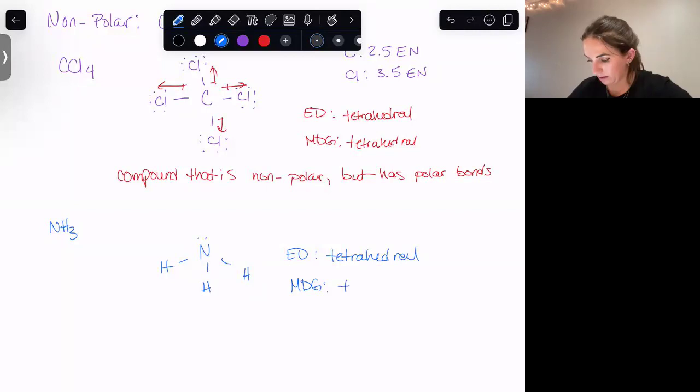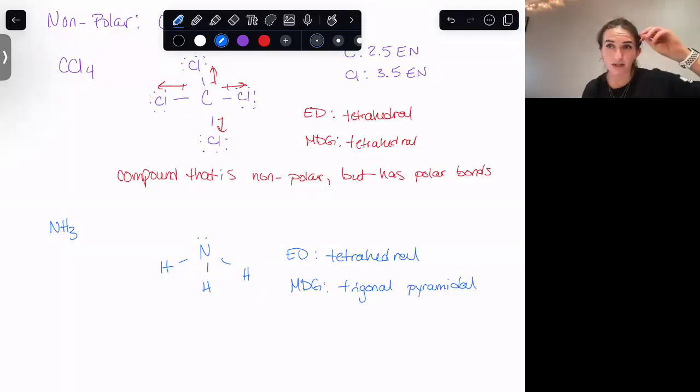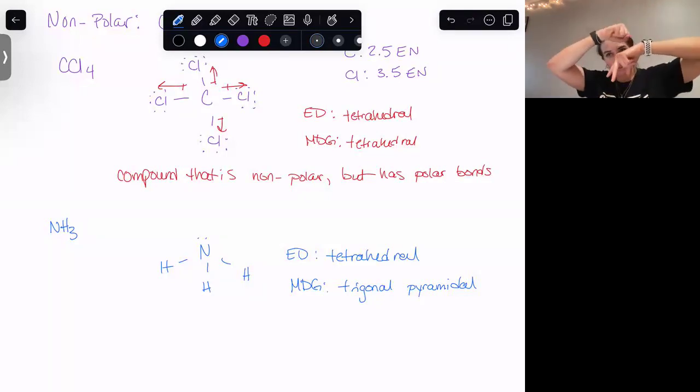Good. So this one's going to be trigonal pyramidal. How I like to remember this one is that I always think of a tetrahedral as like a tripod with a camera sitting on top. So the three at the bottom are going to be your tripod here. Then you have the camera sitting on top.